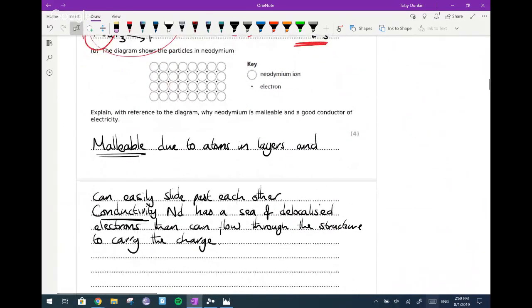Next, dropped into bonding again. I apologize. 4-mark question. They asked you to do malleability and conductivity. So malleability is due to the atoms being in layers, and the layers can slide easily past each other.